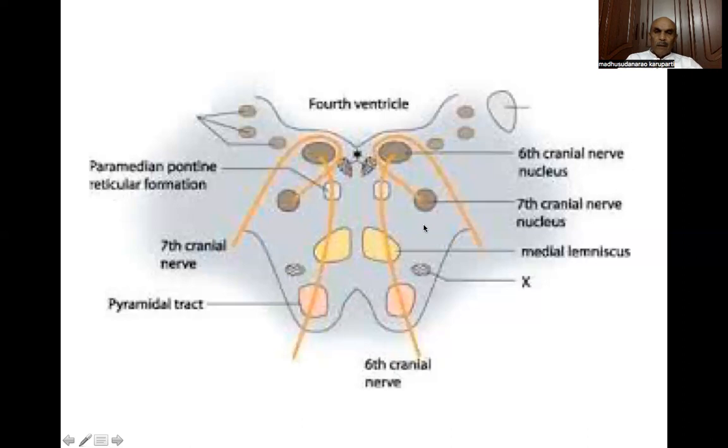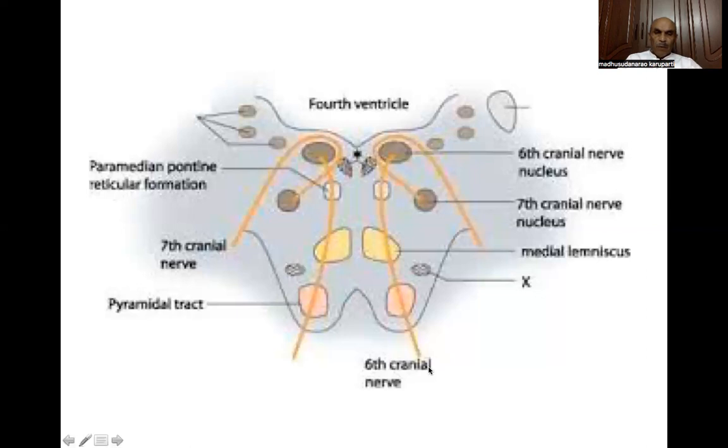Well, these are the medial fibers of the medial lemniscus that carry the sensory modalities from the spine, from the periphery, from the spinal cord, as the spinothalamic tract that run in the medial lemniscus.